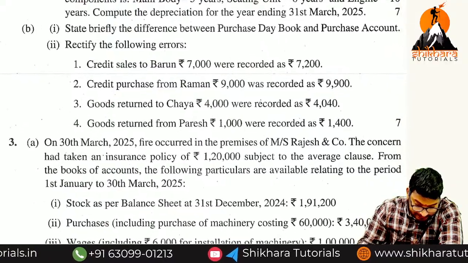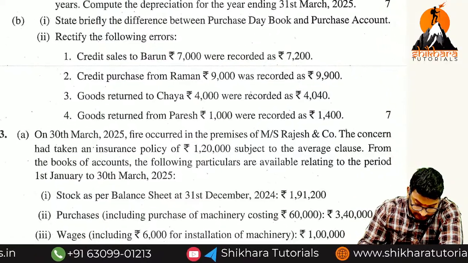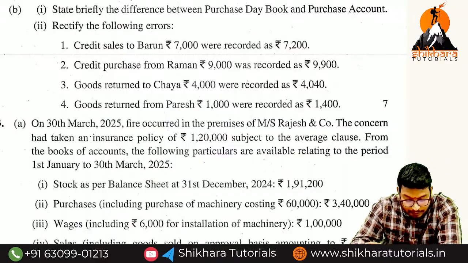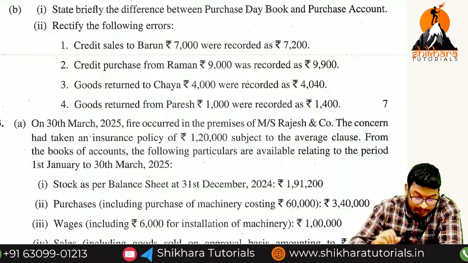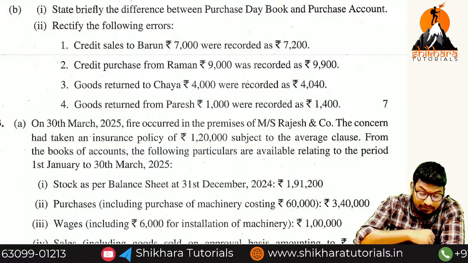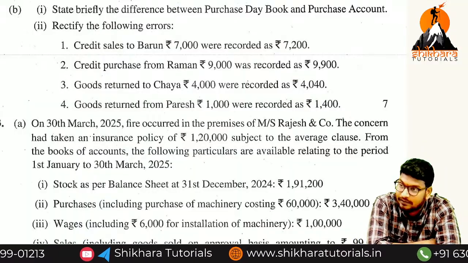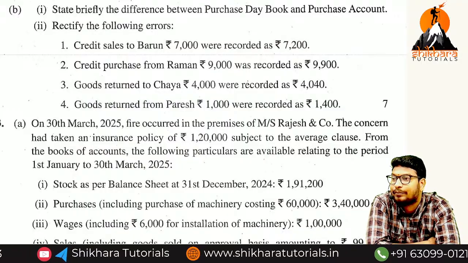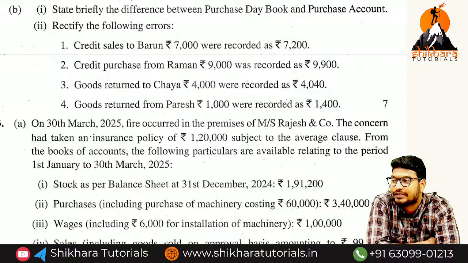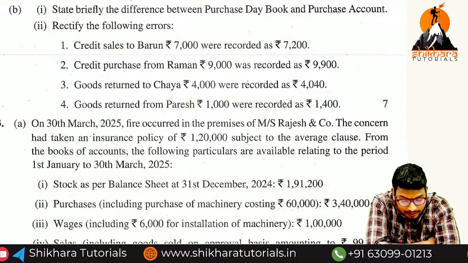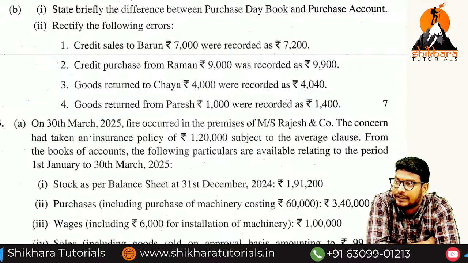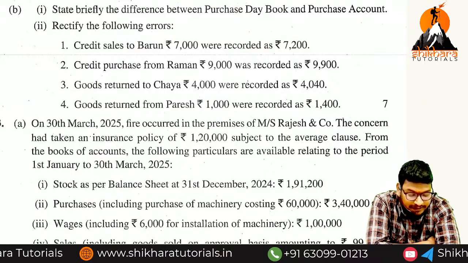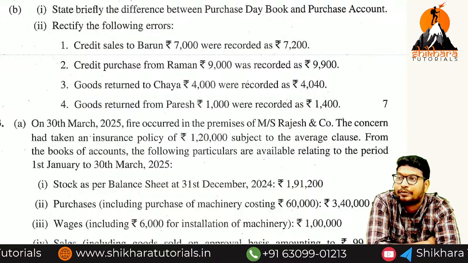Okay, fine. I think the first one. See the first one, ma. Credit sales to Varun, of rupees how much, ma? 7,000 was recorded as 7,200. Okay, more amount, wrong amount recorded, wrong amount posted. So we need to decrease the balance. How much amount do we need to decrease? 200. Same entry, opposite entry.